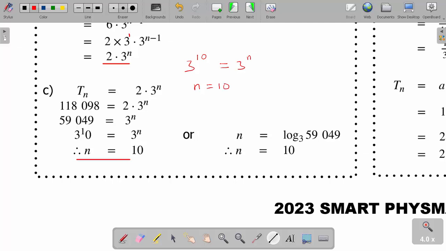Alright, alternatively, I can use logarithms. I'm going to say n equals to log of base 3 of this number here, which still gives me 10 as my answer. So we'll talk more about logarithms as we continue. Don't worry about it for now. Alright, hope we are together.